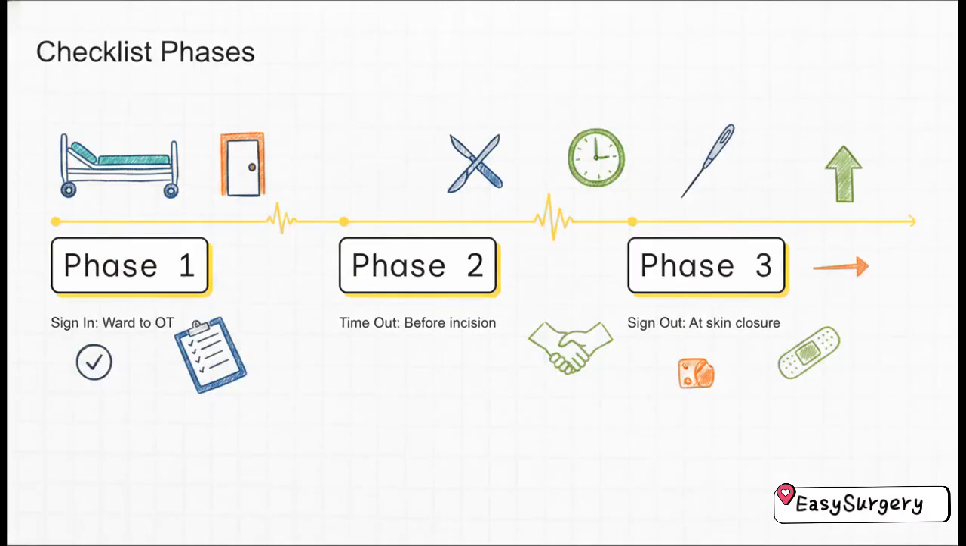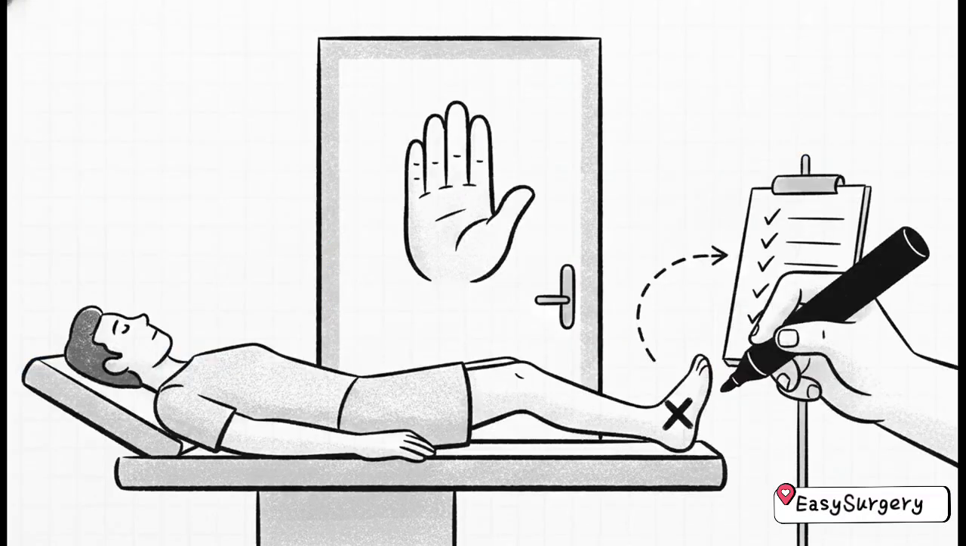And the checklist responsible for saving all those lives? It's split chronologically into three crucial, non-negotiable phases: the sign-in, the timeout, and the sign-out. Let's walk through exactly what happens at each step. This sign-in phase kicks off right when the patient gets transferred from the ward to the OT complex. The team confirms the patient's identity, checks allergies, and then, this is absolutely critical, a team member physically marks the surgical site on the patient's body using a non-erasable marker.